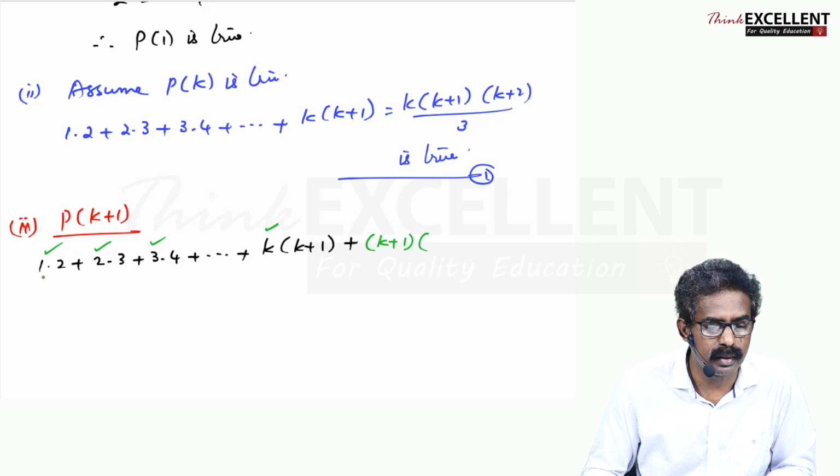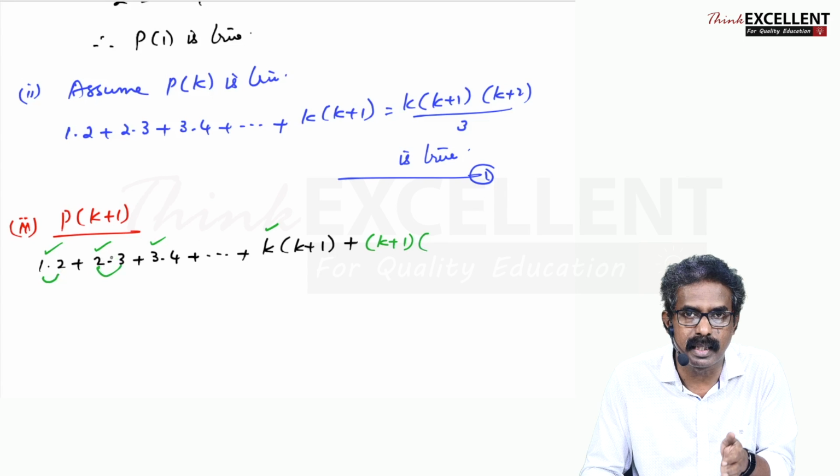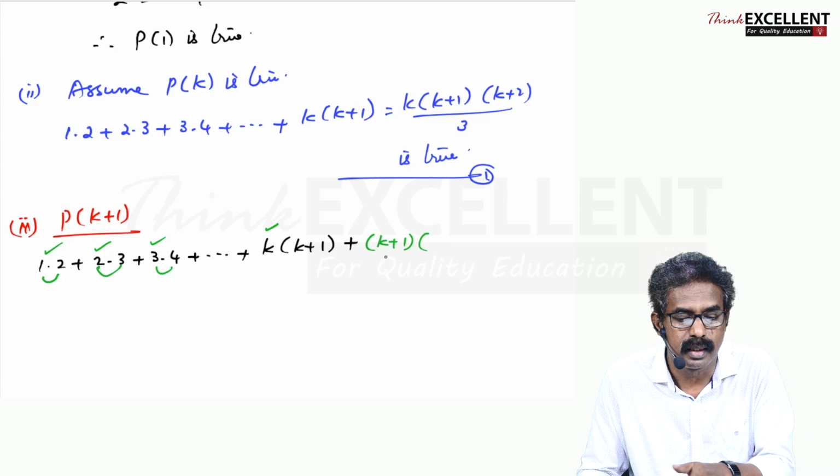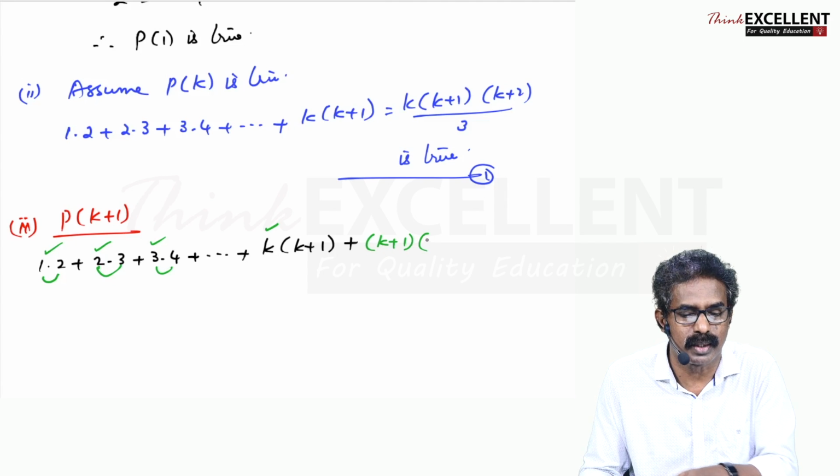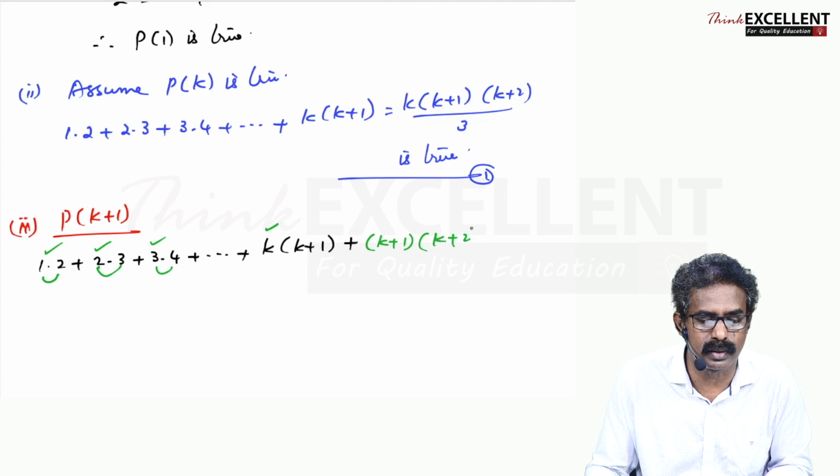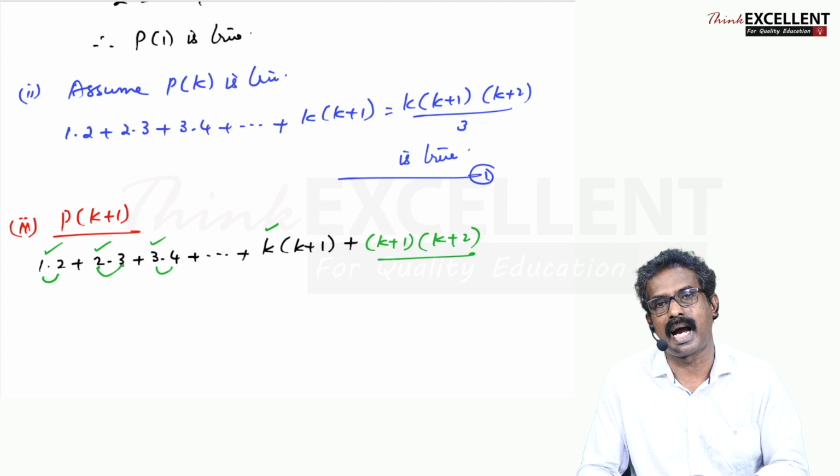If I write 1, into 2. If I write 2, into 3. That is the immediate next number. 3, 4. k plus 1, k plus 2. The next number is k plus 2. So this is what you have to add here.